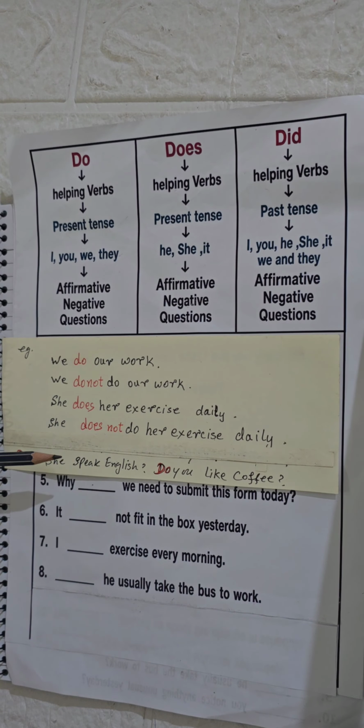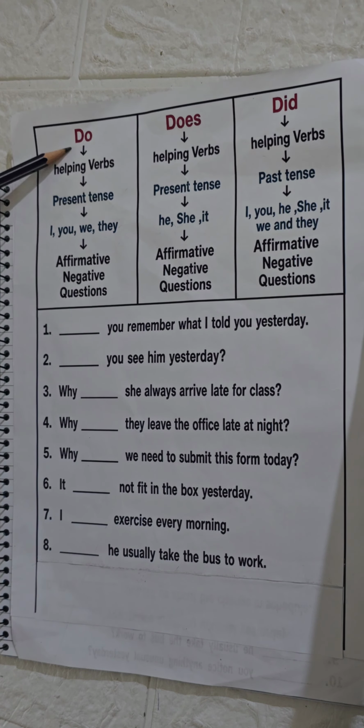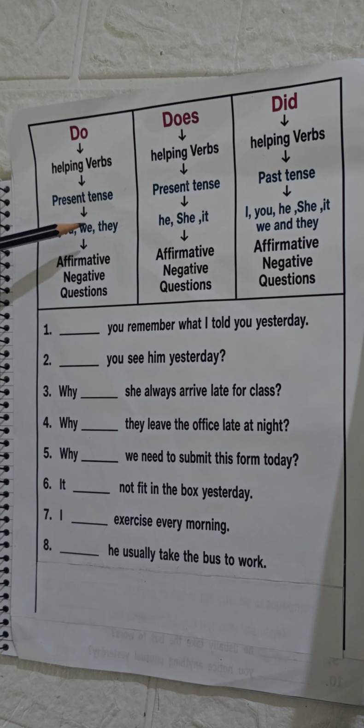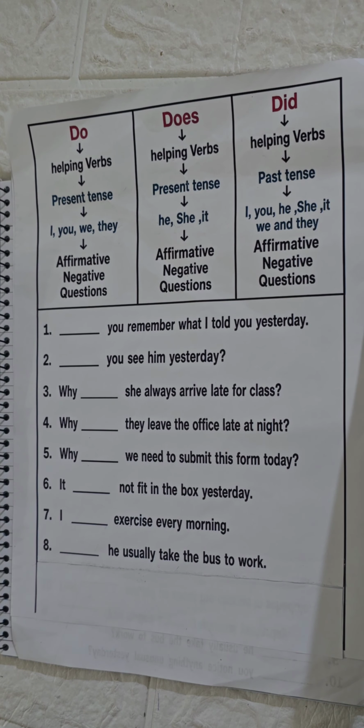You can also ask questions: do you like coffee, or does she speak English? Simply remember the difference between do and does. We can use do with I, you, we and they, whereas does can be used only with he, she and it. And you all know the short form of do not is don't, and the short form of does not is doesn't. It is nice to use contractions while speaking, but if you are writing a formal project or assignment, make sure you write the full form of do not and does not.